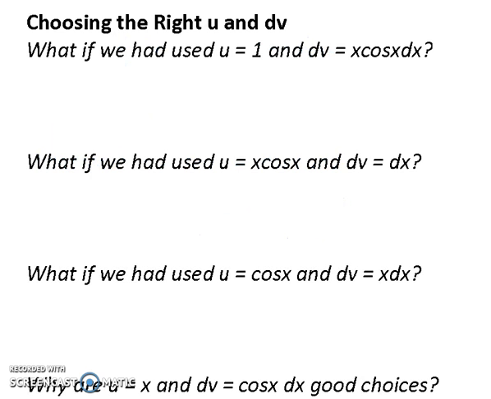So let's think through some things. What if I had chosen my u to be 1 and my dv to be x cosine of x dx? Well, if I had done that, then du would be 0 dx, and v, I would have to integrate this to figure out what v is. I would then be stuck because I'm integrating the same thing that I've been trying to integrate since the beginning of the problem, and I have no way to do that. So that's why that combination wouldn't work.